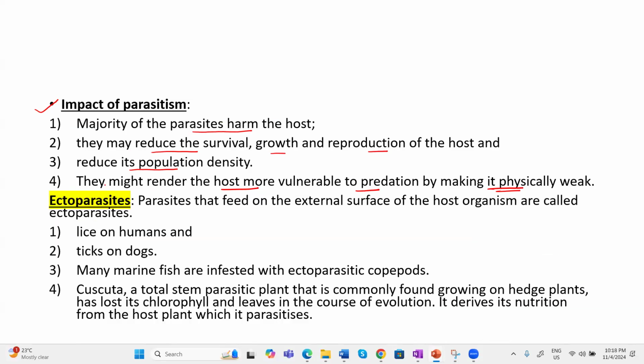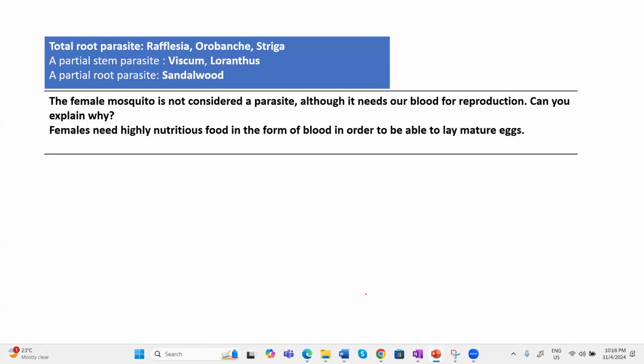Clear, beta? Now see, ectoparasite. If the parasite feeds on the external surface, we call it an ectoparasite. Example: lice on humans, ticks on dogs. Marine fishes have ectoparasite copepods. And Cuscuta, which is a total stem parasite, you will find growing on hedge plants, and it has lost its chlorophyll and leaves in the course of evolution, and it derives nutrition from the plant on which it is a parasite. This is extra information.